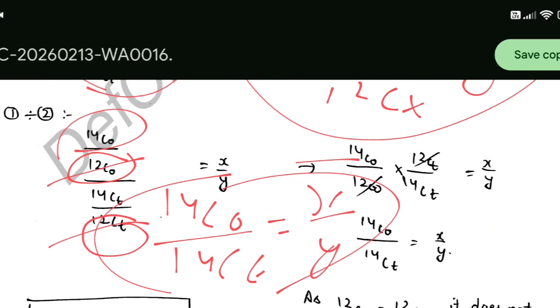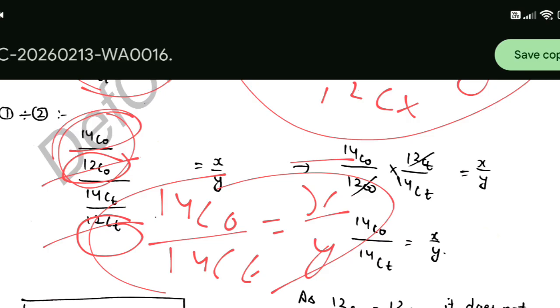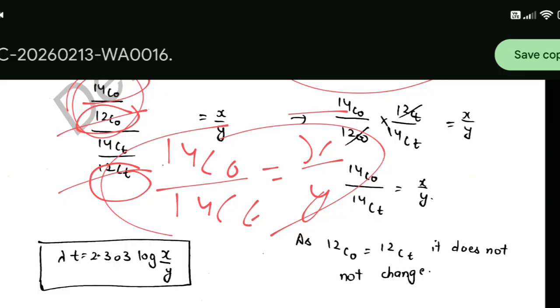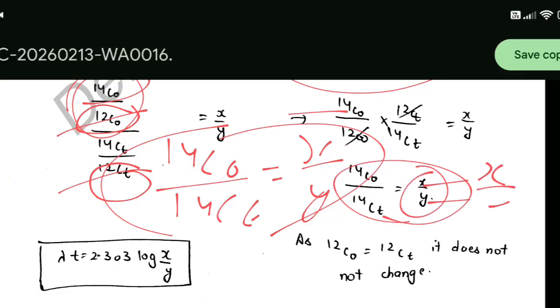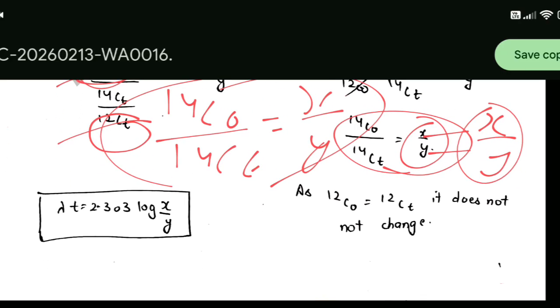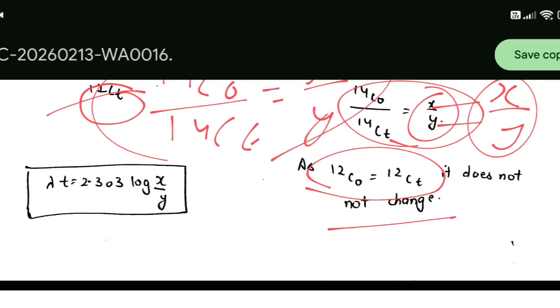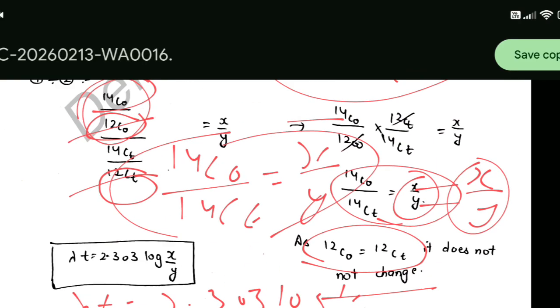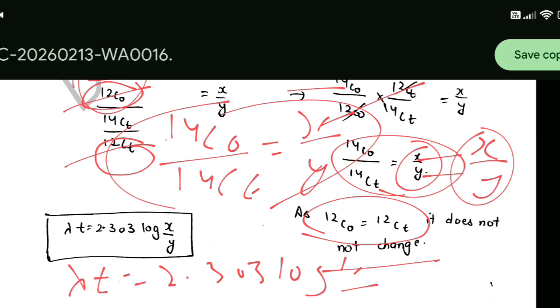Now, if in any question we are given the ratio of the fresh sample of carbon 14 isotope to 12 isotope, and carbon 14 isotope to 12 isotope in the dead sample, then we can easily find it by putting the given values as x and y, as 12C naught and 12C t do not change. With time, the concentration of the 12 isotope does not change, only the concentration of the 14 isotope changes. So we put this in our formula: lambda t is equal to 2.303 log x upon y, because the 12C terms cancel out each other.